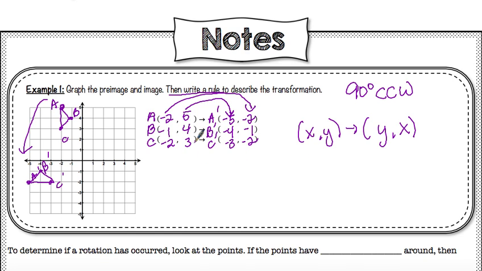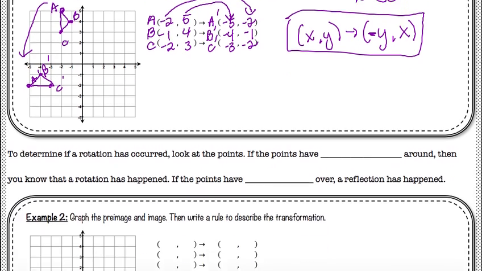But one other thing has happened. The Y value 5 became the X value negative 5. So the original Y value has changed signs. So I'm going to write negative Y, X as my rule. They have switched spots, and the original Y value has changed signs. So this is the answer. Okay, let's go on to the next question.